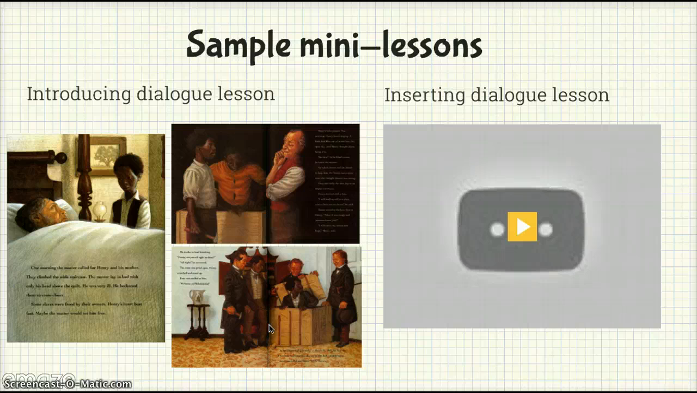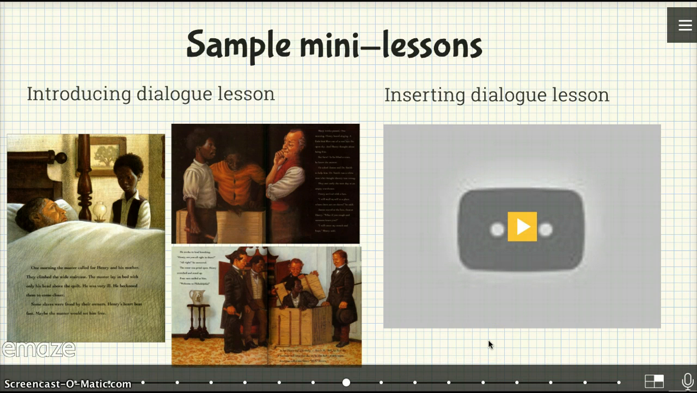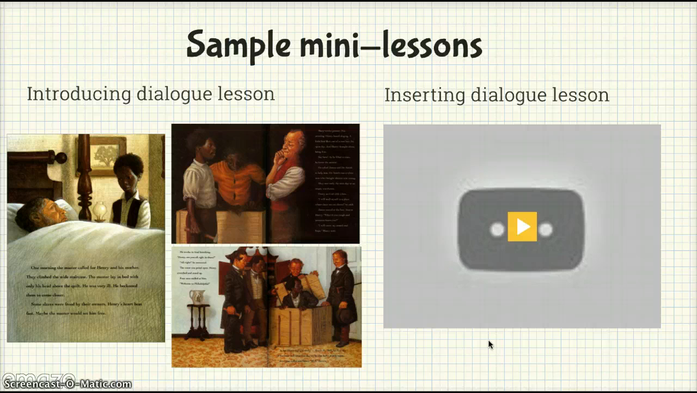Now on this next clip, this actually is a clip that I got from Learn Zillen. In this clip, a teacher is teaching students how to insert dialogue into the text.